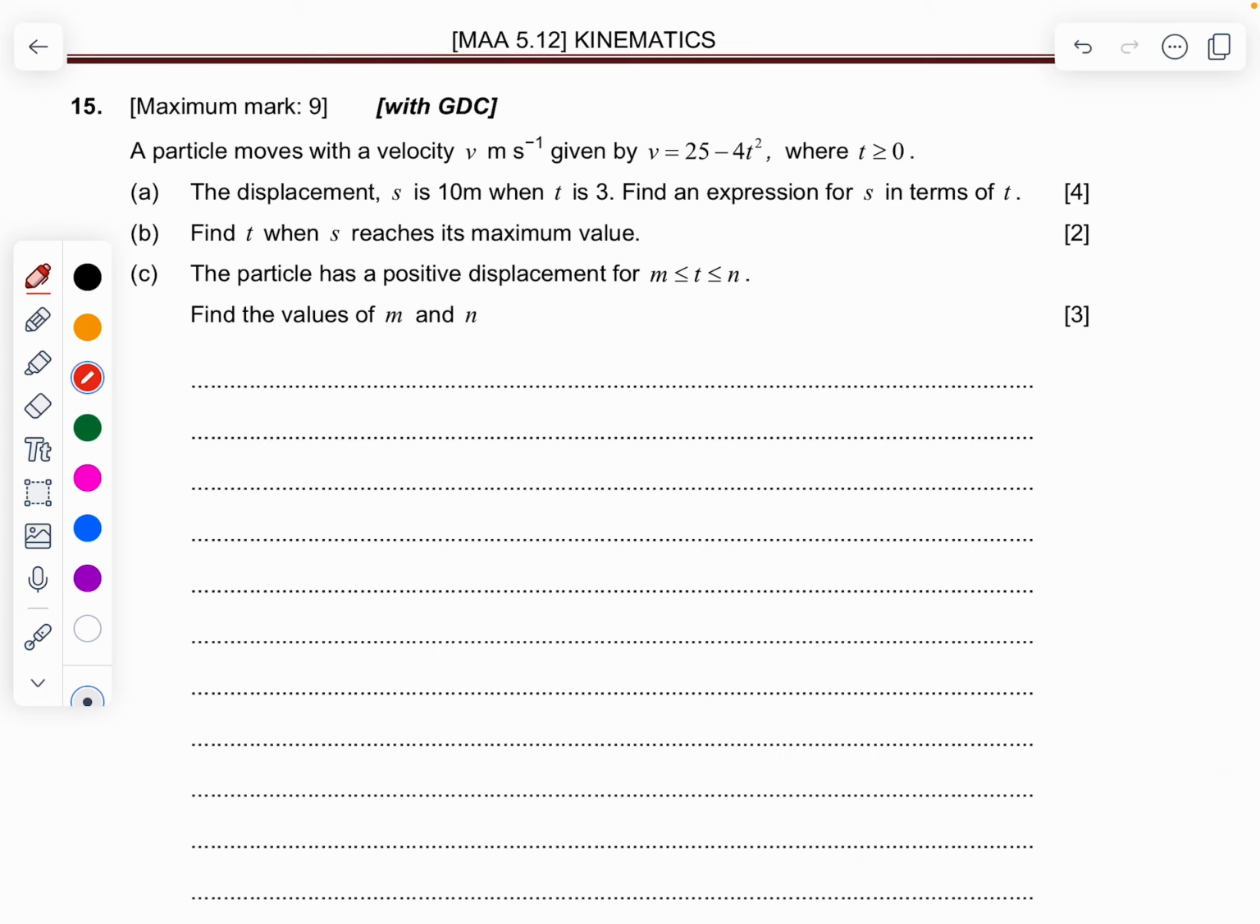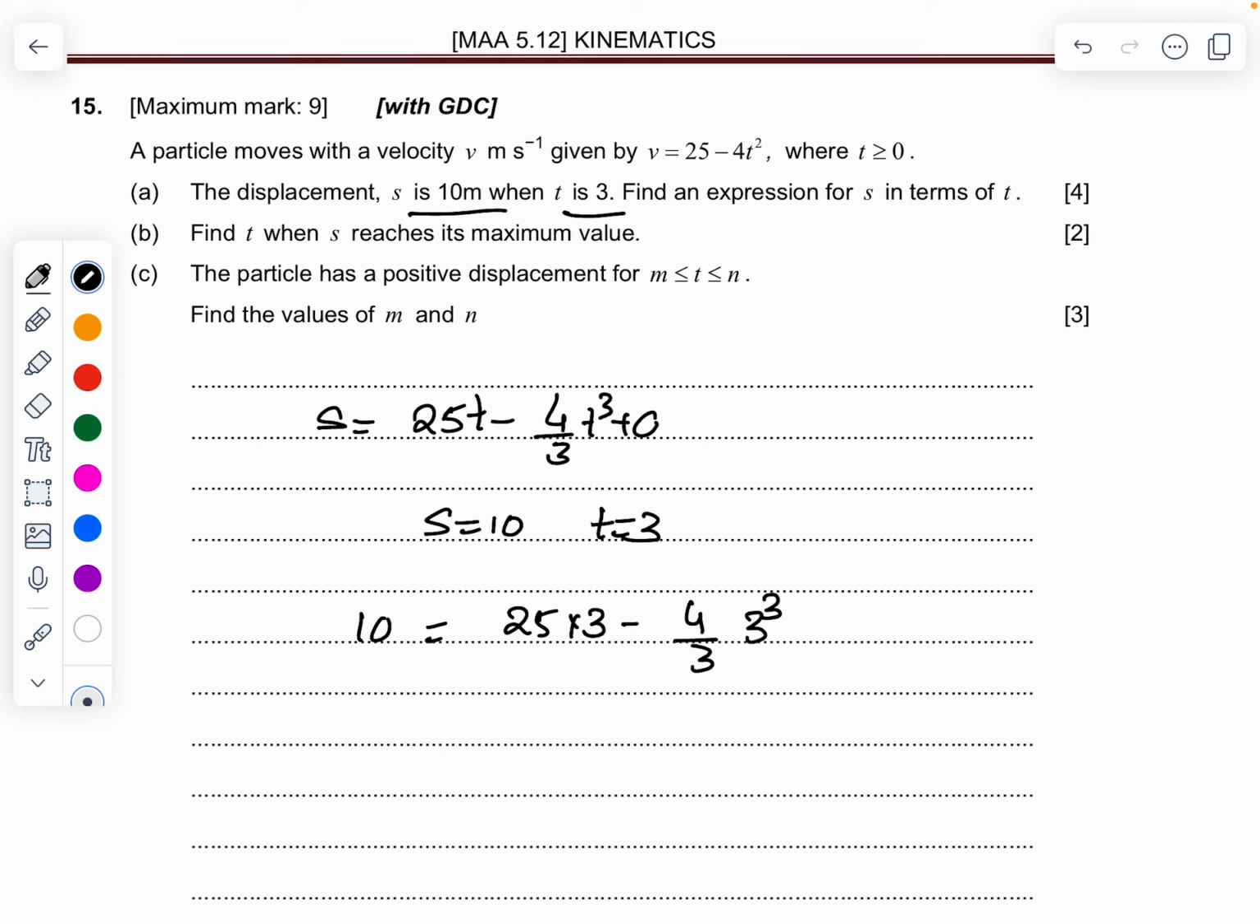Question number 15. A particle moves with a velocity v meters per second given by v equals 25 minus 4t square. The displacement s is 10 when t equals 3. Find an expression for s in terms of t. So s equals 25t minus 4 upon 3 t cube plus c. Now s equals 10, t equals 3. So 10 equals 25 times 3 minus 4 upon 3 times 3 cube plus c. This gives me the c value as negative 29. So what is the value of s now? 25t minus 4 upon 3 t cube minus 29.